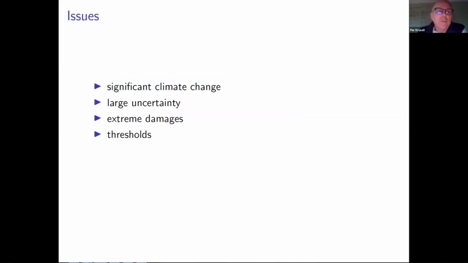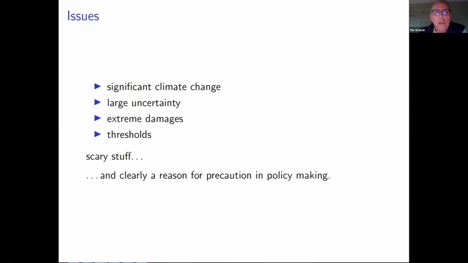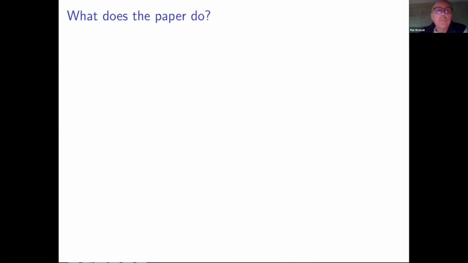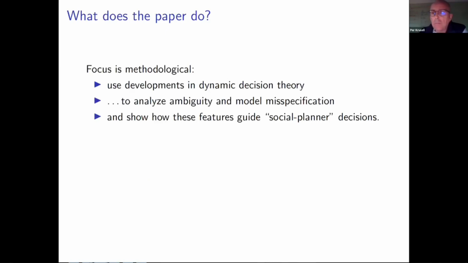So I guess the issues are these big ones: significant climate change, large uncertainty, extreme damages thresholds, very scary stuff. And I agree with Mar's assessment, and clearly a reason for precaution in policymaking. So that's what motivates this approach. It's a structured way to do policy under this uncertainty. But the focus is methodological somehow.